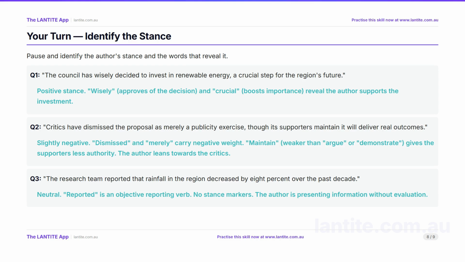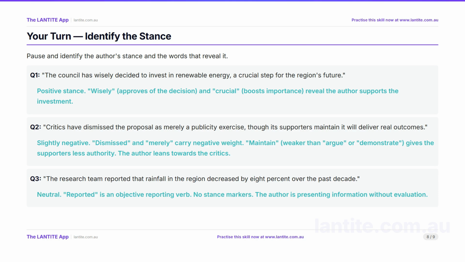Now it is your turn. Pause and work through these three. Question 1. The Council has wisely decided to invest in renewable energy, a crucial step. The stance is positive. Wisely approves of the decision. Crucial boosts the importance. The author clearly supports this investment.